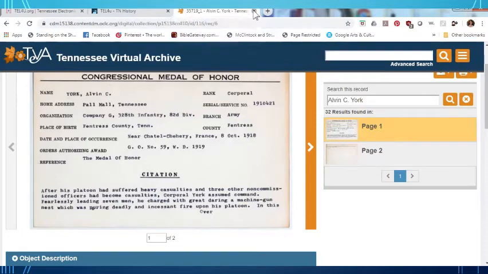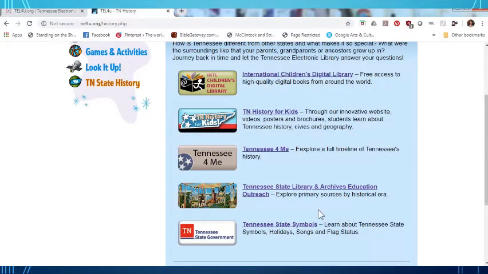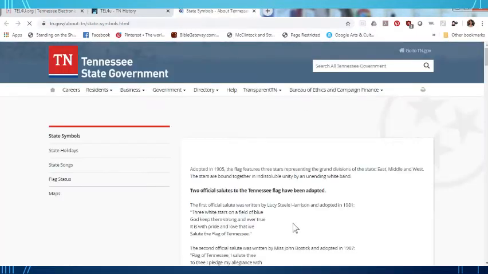The next thing I want to show you is if you're just doing some basic information about Tennessee, you can go here to get the information on the state symbols, the state holidays, the state songs, the flags, and things like that. Okay.